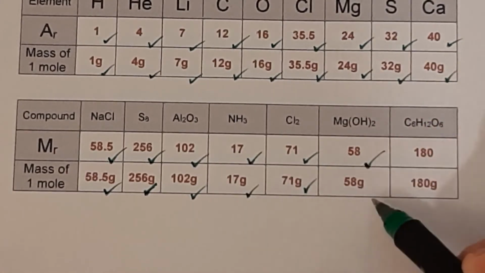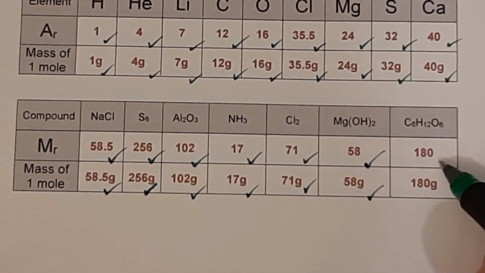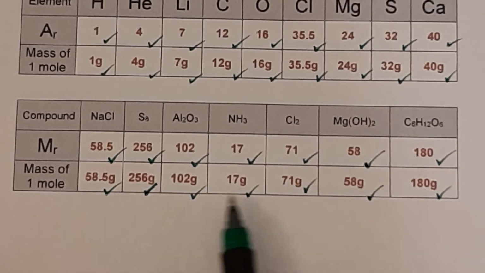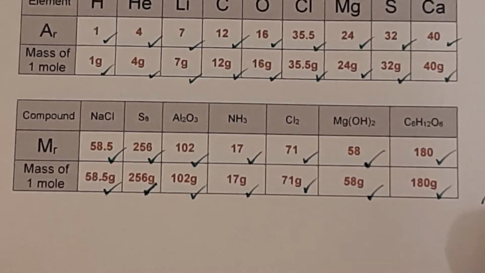Mg(OH)2, 58. And C6H12O6 is 180. And you get a mark for writing it with g afterwards for a mole, and a mark for writing it without as the relative molecular mass. So for this one, we've got 1, 2, 3, 4, 5, 6 that we did on your own. So give yourself a mark out of 12.